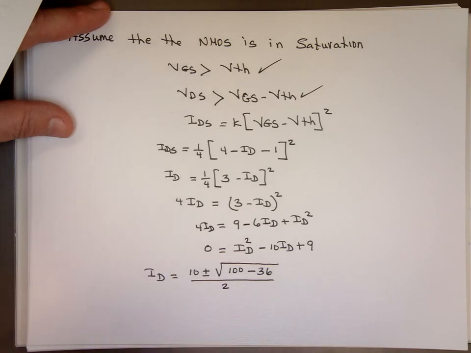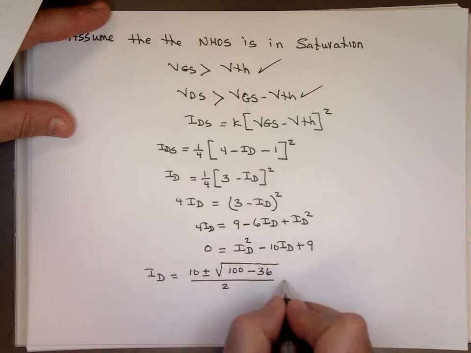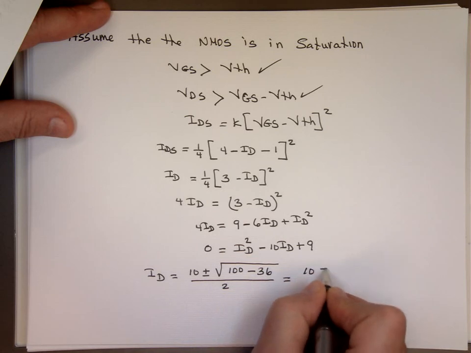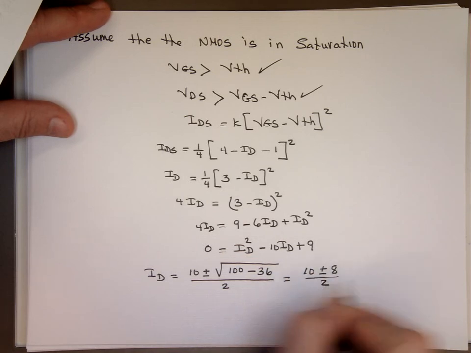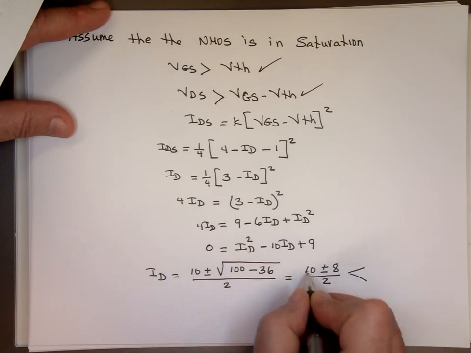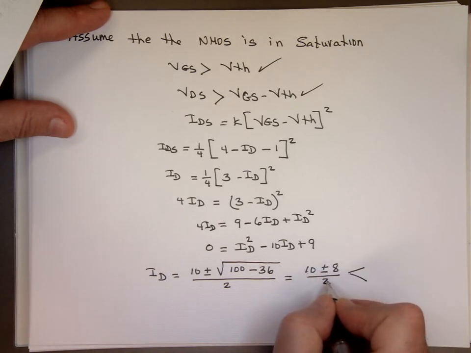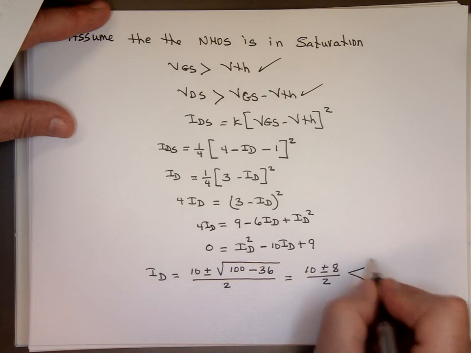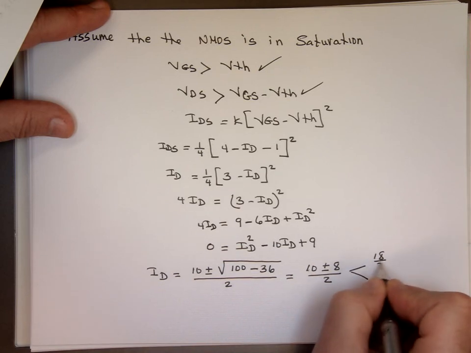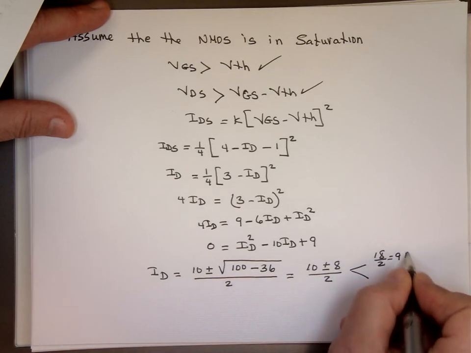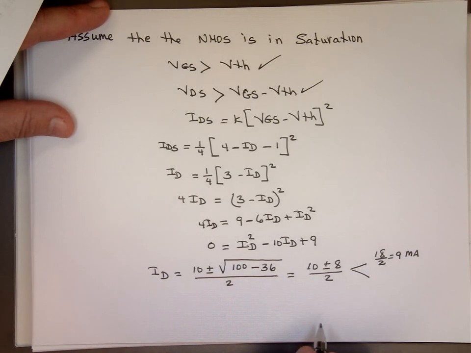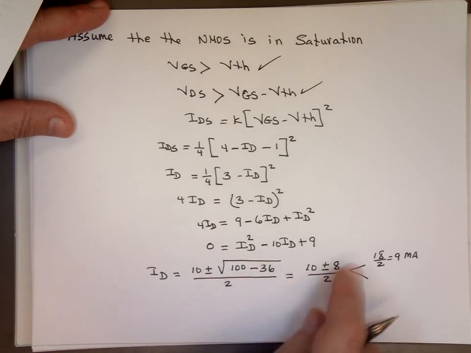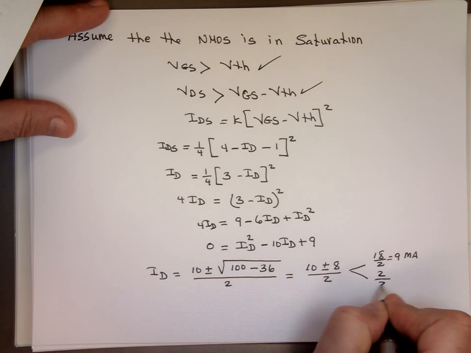I think that's a 64, which is an 8. Ooh, perfect. So one solution is going to be 10 plus 8 divided by 2. What's 10 plus 8? 18 over 2, which is 9 milliamp. And the other one's going to be 10 minus 8, which is 2 divided by 2, which is 1 milliamp.